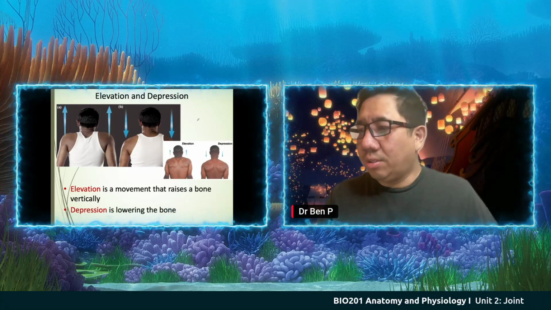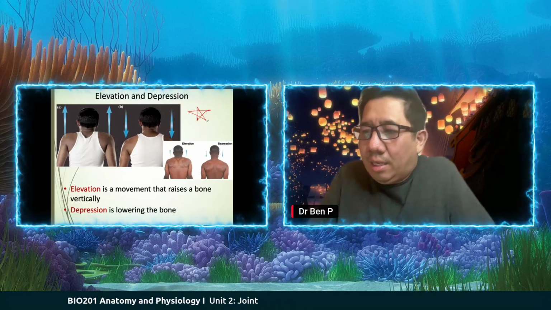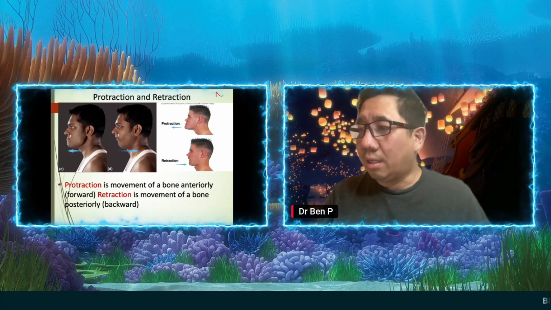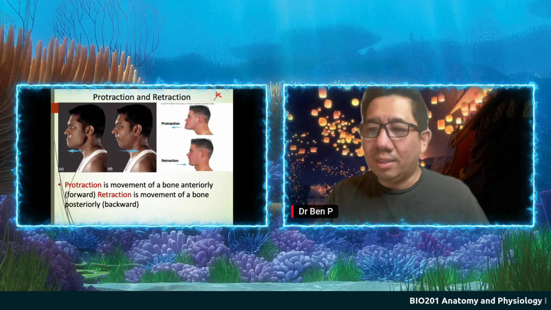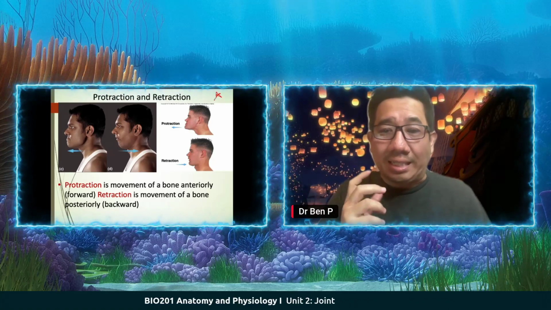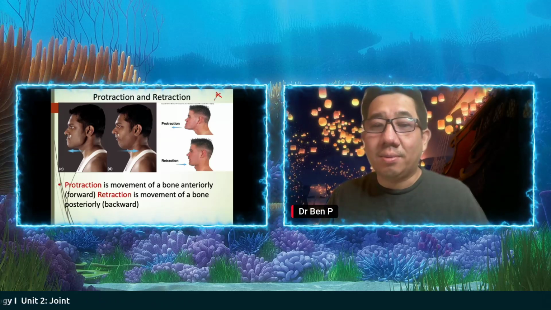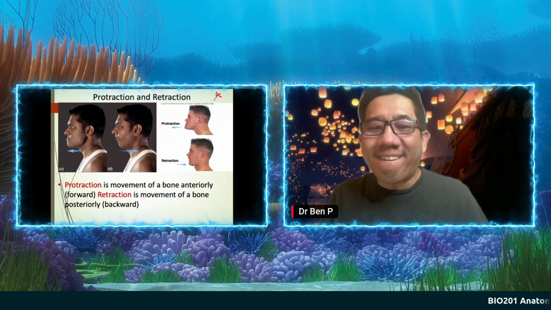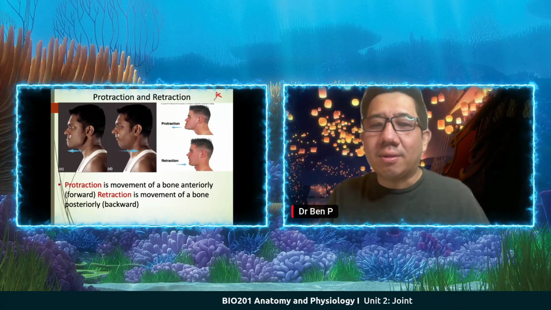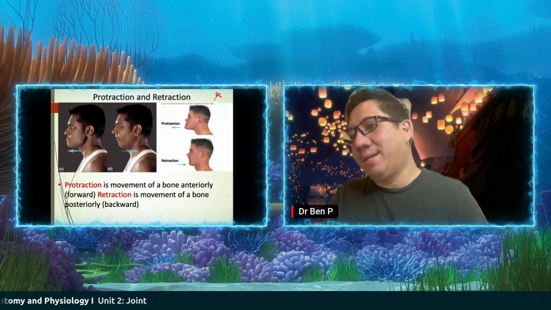Other terms that you should know are elevation and depression. You're elevating your shoulder, you're depressing your shoulder: elevation, depression, lowering that shoulder bone. Another one to know is protraction and retraction. This is only referred to your jaw. Nowhere else in your body do you have to worry about it. So just know that this one is just for the jaw. Protraction is going forward, retraction is pulling it back. From forward going to back, that's retraction.